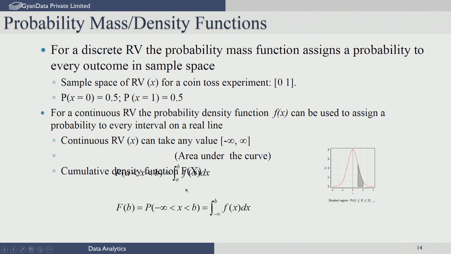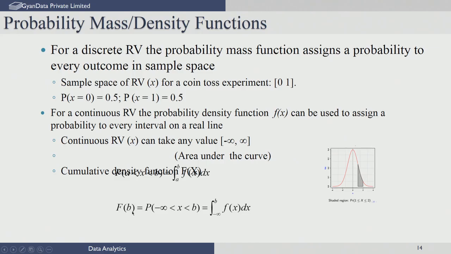We can also define what is called the cumulative distribution function, which is denoted by capital F, and this is the probability that the random variable X lies in the interval minus infinity to b. For every value of b you can compute this function value, and this is nothing but the integral between minus infinity and b of the density function f of x dx. For b equals minus infinity, the cumulative function value will be 0, and for b equals infinity, you can verify that it takes the value 1.